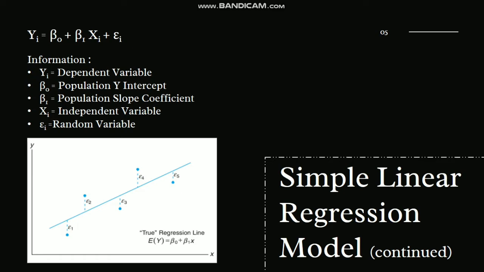And the formula is y_i equals beta 0 plus beta 1 x_i plus epsilon_i. And the information is: y_i is the dependent variable, beta 0 is the population y-intercept, beta 1 is the population slope coefficient, x_i is the independent variable, and epsilon_i is the random error variable. And we can see this from the graph.